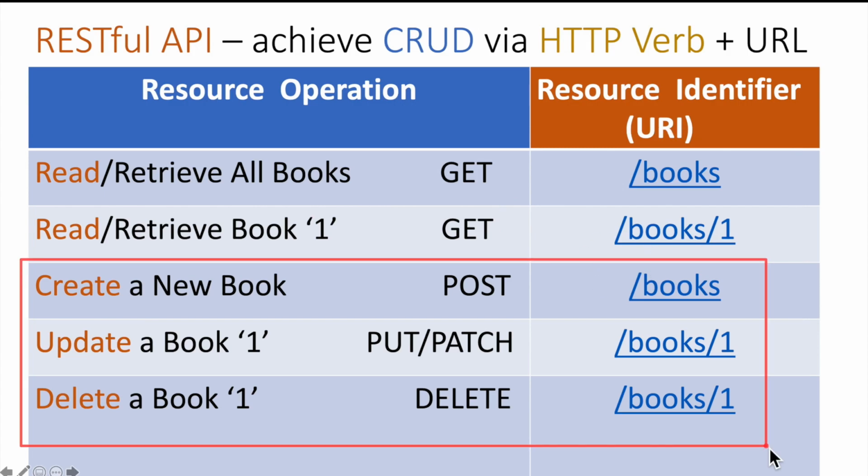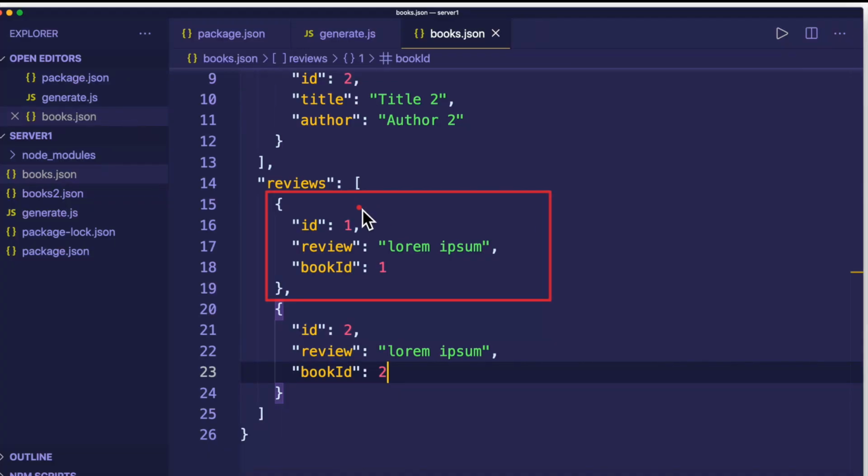Let us next look at how to retrieve reviews of a particular book record. If you observe the fields of the review record, we have specified the book ID within the review record.